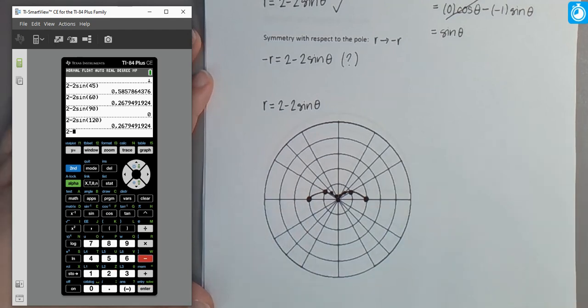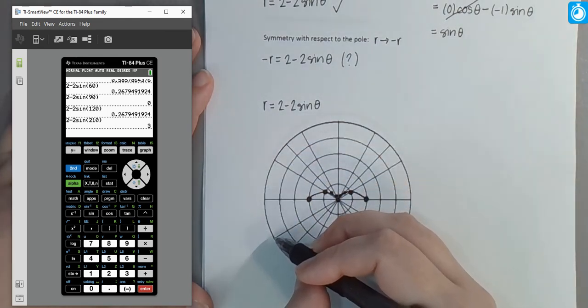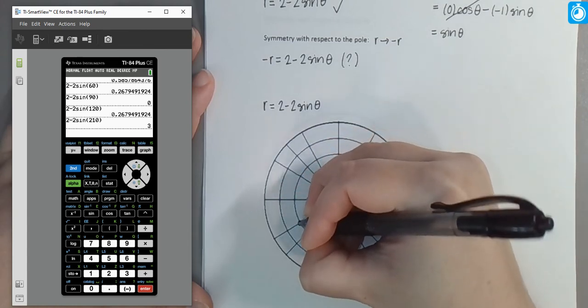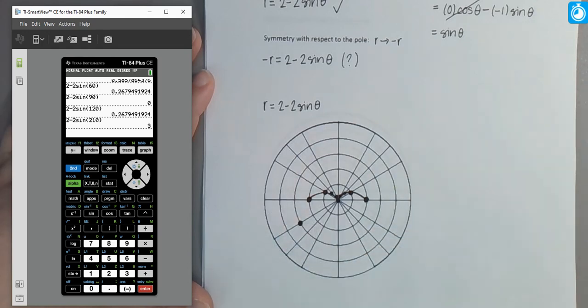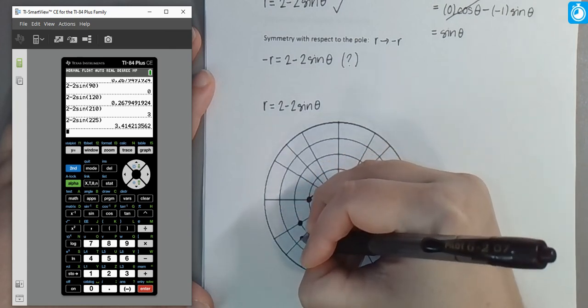So if we kept rotating, say we go to 210. So 2 minus 2 times the sine of 210 degrees is going to give us 3. Okay, so at 210 degrees, or 7 pi over 6 radians, we're out at 1, 2, 3. So that's if we continue rotating from here. Okay, the next one would be 225. So 2 minus 2 times the sine of 225 is about 3.4. Okay, so here's 3, and about halfway between 3 and 4.